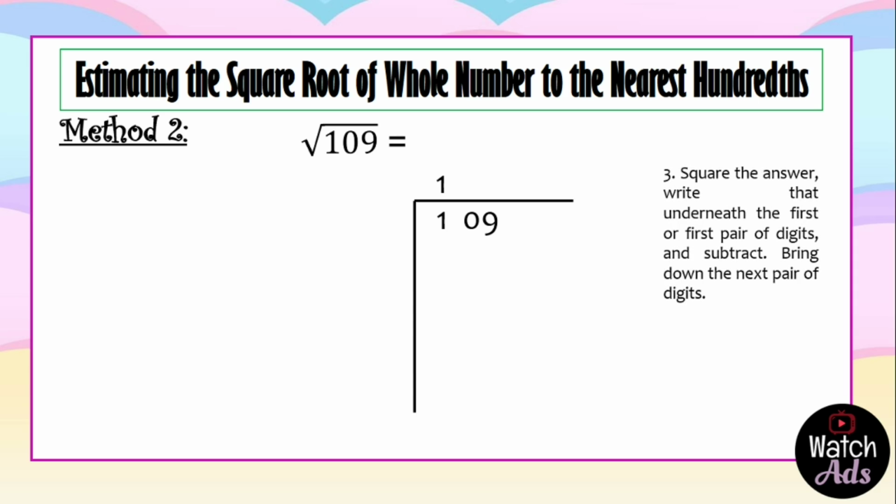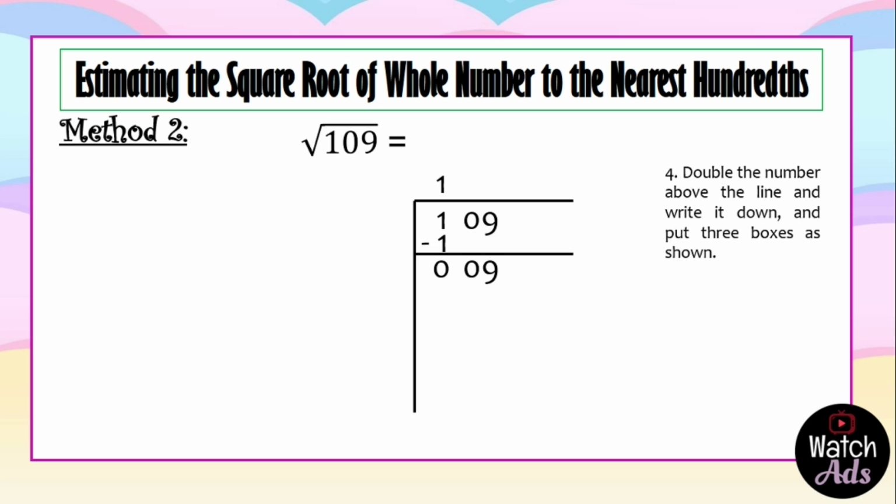Next, square the answer, write that underneath the first pair of digits and subtract. Bring down the next pair of digits. Now we square the answer, that is 1. 1 squared is equal to 1. And then we subtract it from 1. The answer is 0. Then we bring down 09.